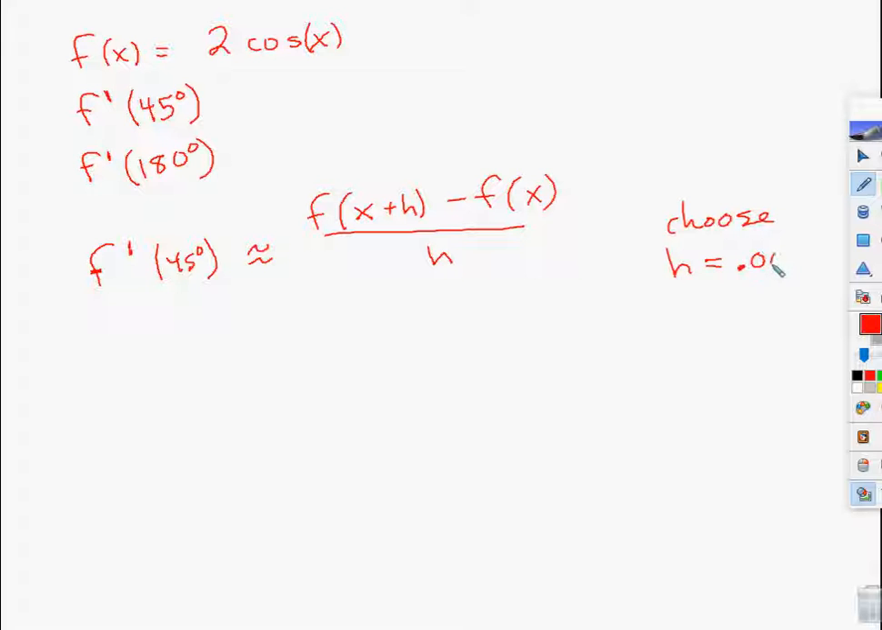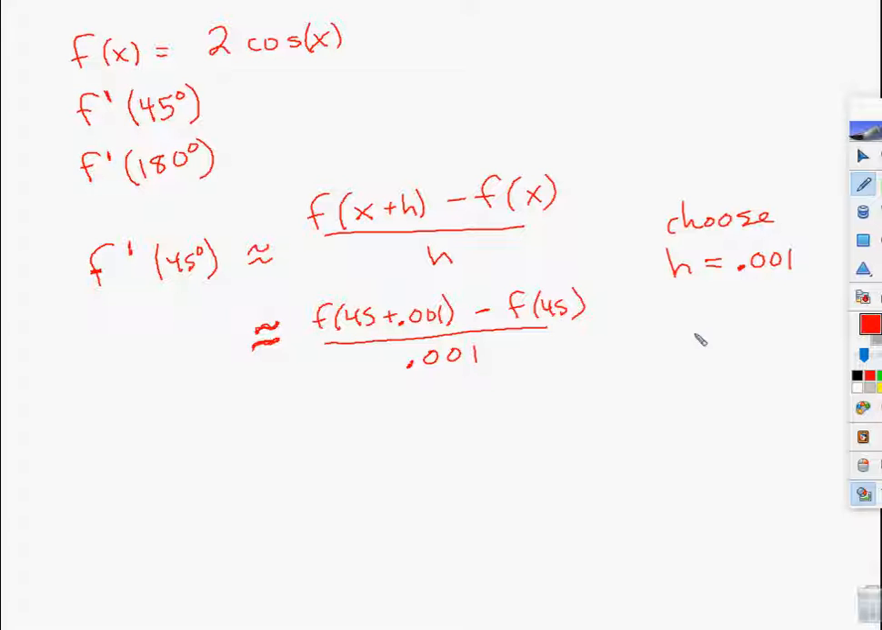And I'm going to choose h to be something really small. Let's try 0.001. I can't do the 0 because I'm not going to be able to take that limit. And I'm not going to get a function right here. All right, so sometimes the other method is not going to work. So we'll choose h as 0.001. I want it at 45 degrees, so I find f of 45 plus 0.001 minus f of 45.